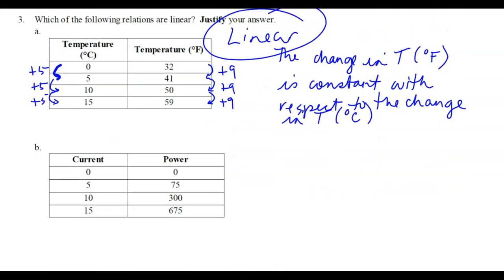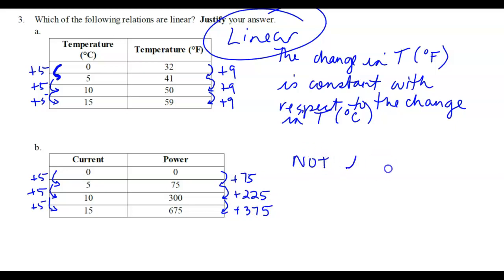Okay, let's look at the next chart. So these are all going up by 5s. So that's a constant change. This is going up by 75. Take a look here. Now this is going up by what? 225. Right away, I know it's not linear. So this is not linear. The change in the power is not constant for each 5 increase in the current.